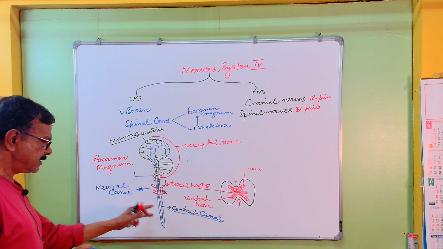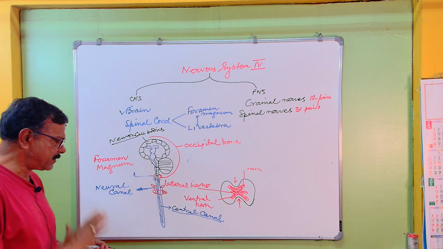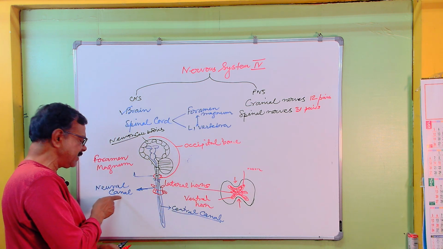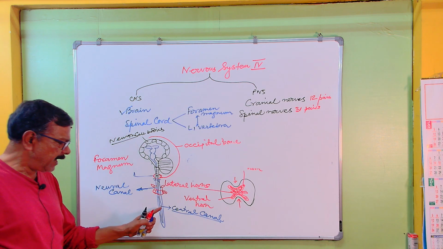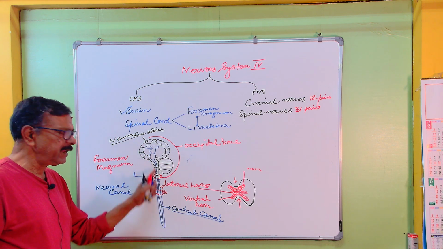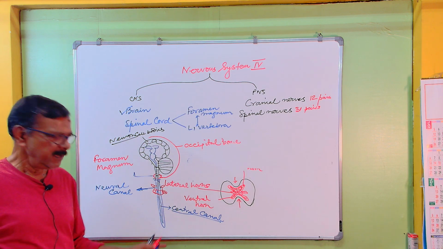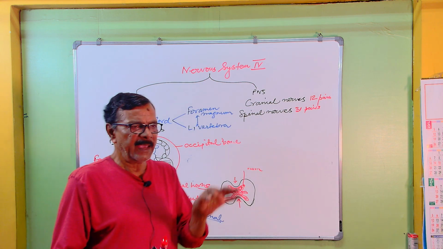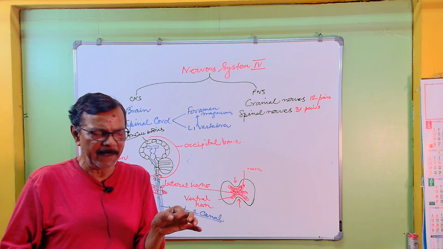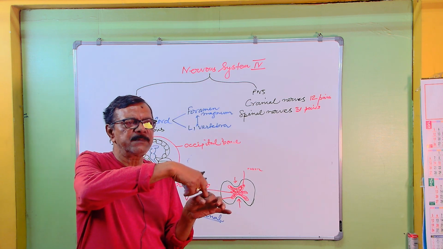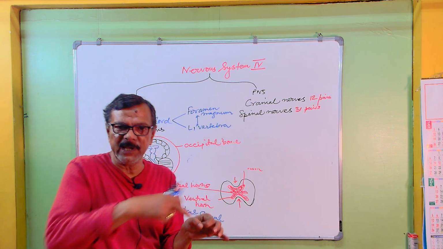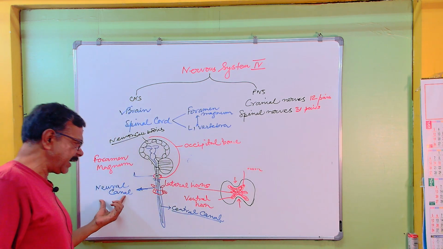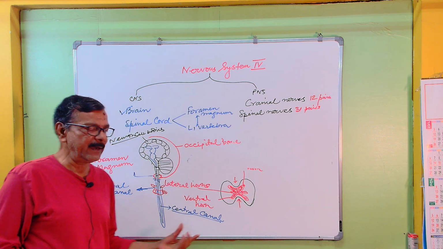Look, sometimes you may misrepresent this. You can write this as neural canal and this as central canal. No. The central canal is the continuation of the fourth ventricle, through which CSF passes, and the canal of the vertebra, the foramen through which the spinal cord remains suspended loosely, is called the neural canal. So there is a difference between the neural canal and the central canal.